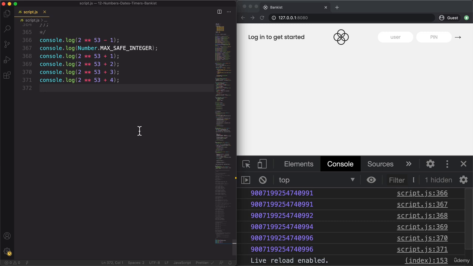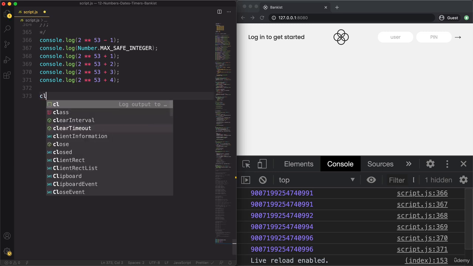Because now, starting from ES 2020, a new primitive was added, which is called BigInt. All right? And BigInt stands for big integer, and it can be used to store numbers as large as we want. So no matter how big.